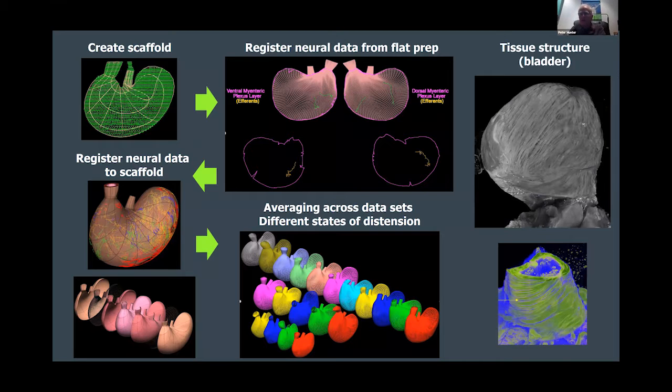Then on the right is just shown some data from micro CT imaging of the bladder, where we can bring that type of structural data in, with the bladder at the top and the urethra below, into a similar scaffold framework for the bladder.